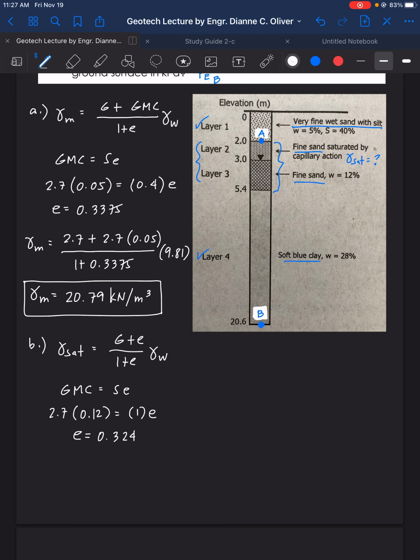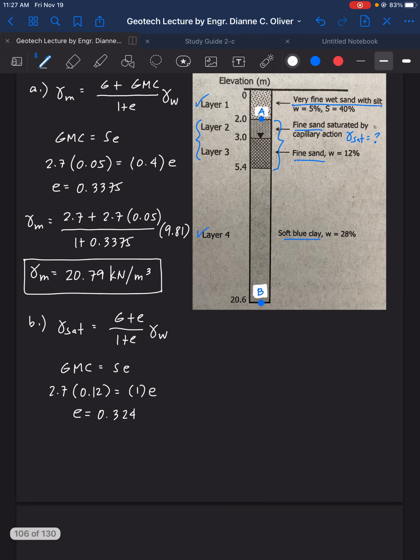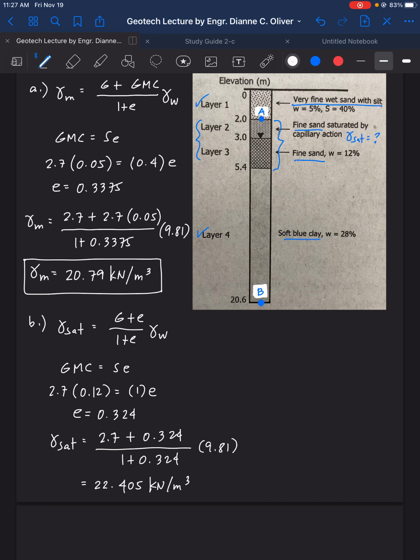Yeah, what's the question here again? Okay, so let's get the value first. Gamma sat equals 2.7 plus 0.324 all over 1 plus 0.324 times 9.81. Gamma sat here is now equal to 22.405 kilonewton per cubic meter.